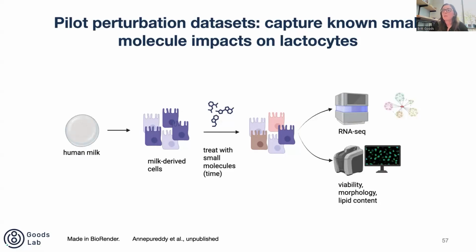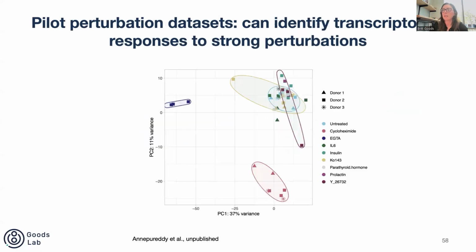We've done this for a small number of compounds at this point, so this is some pilot data that I'm showing here. This is a principal component plot showing all of our transcriptomic data in response to perturbation with a few different small molecules. One thing you can see is that most of these samples are grouping by the actual perturbation, which was really nice to see. These also run on multiple donors, and the data has been batch corrected for donor. This is great because it suggests that we can pick out strong signatures of these molecules and how they might be impacting lactocytes.